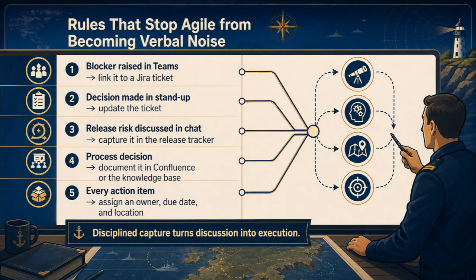In practical terms, a blocker raised in Teams must be linked to a Jira ticket. A decision made in stand-up must update the ticket. A release risk discussed in chat must be captured in the release tracker. A process decision must be documented in Confluence or the knowledge base. An action item must have an owner, due date, and location. This is how you stop Agile from becoming verbal noise.